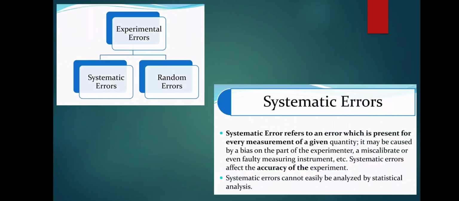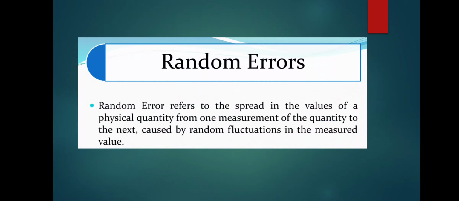Two types of errors are there. One is systematic error and the other is random error. Now in systematic error, which is present for every measurement of the given quantity, it may be caused by a bias of a part of the experiment, a miscalibration, or even a faulty measuring instrument. These are all miscalibration, experimental problem, instrumental problem. These are the systematic errors. These systematic errors affect the accuracy of the experiment. Systematic errors cannot easily be analyzed by statistical analysis. We cannot easily analyze this one.